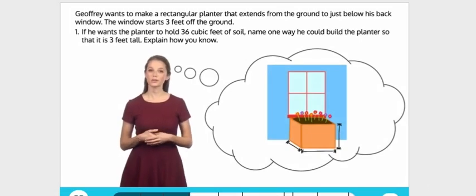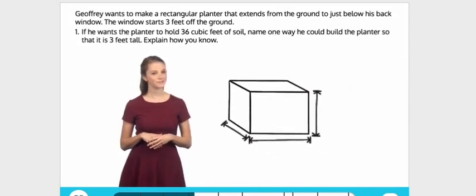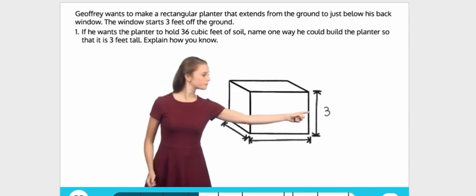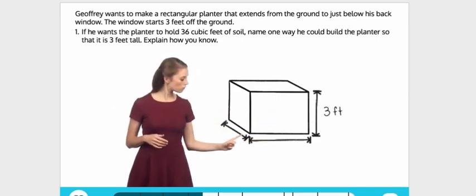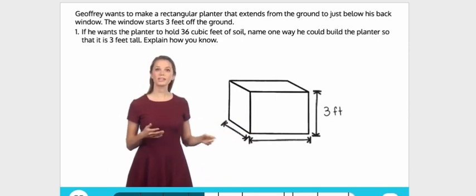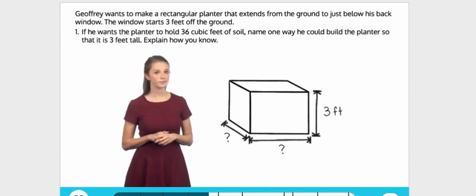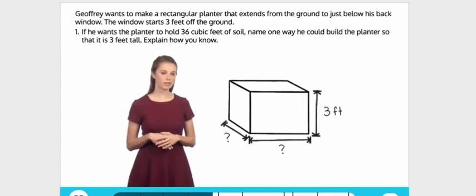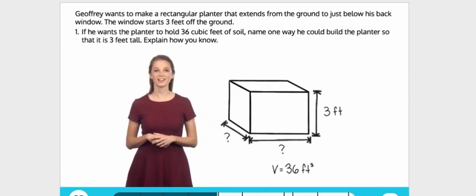We can draw a rectangular prism to represent the planter. We can label the height. It's 3 feet. We don't know the length or the width yet, so we can label these dimensions with question marks. And the volume is 36 cubic feet, so we can label that here. Check your work.